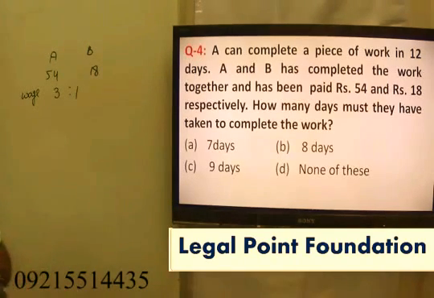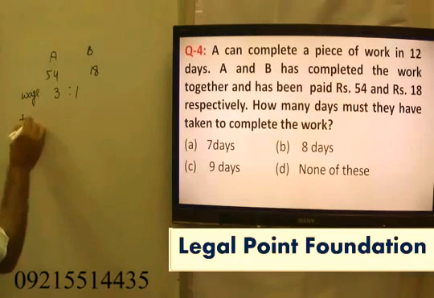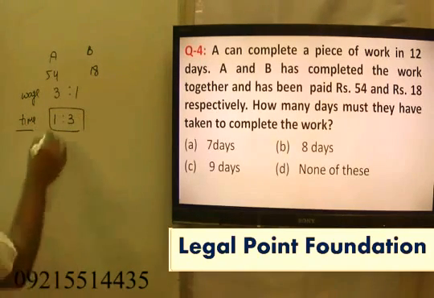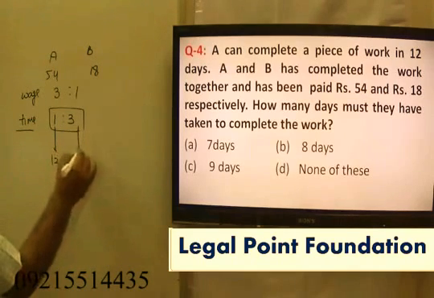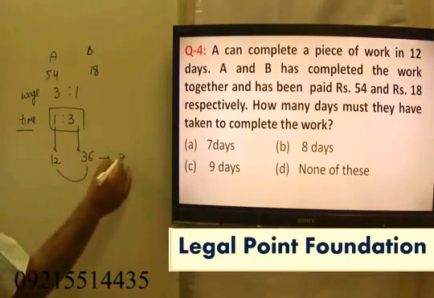And we know that wages and time are inversely proportional. The one who takes more time gets less pay, because his efficiency is lower. So what can you say? You can say the ratio of their time will be reversed, that is 1:3. How much time does A take? 12 days. It means how much time will B take? 36 days. What is the question? How many days must they take to complete the work together? Right? What will you do? LCM will be 36.